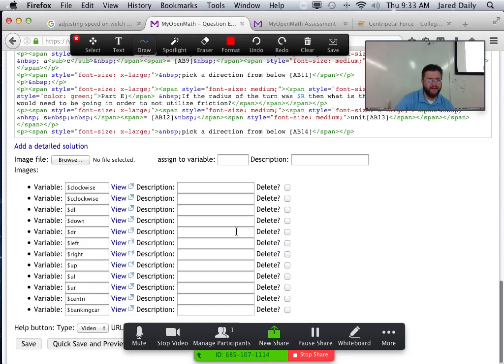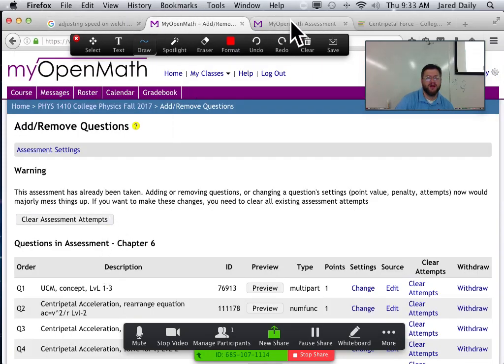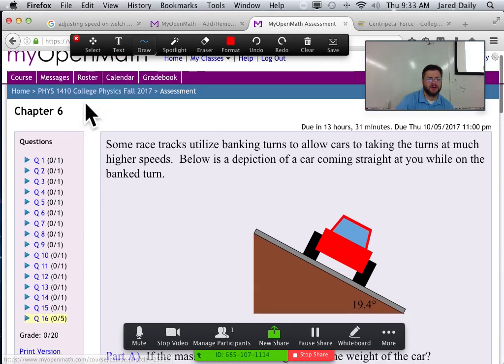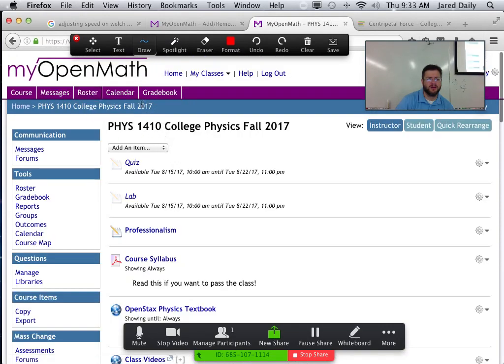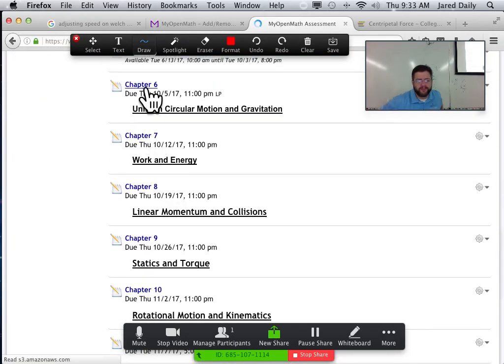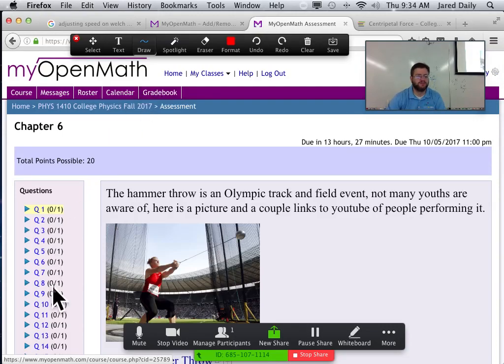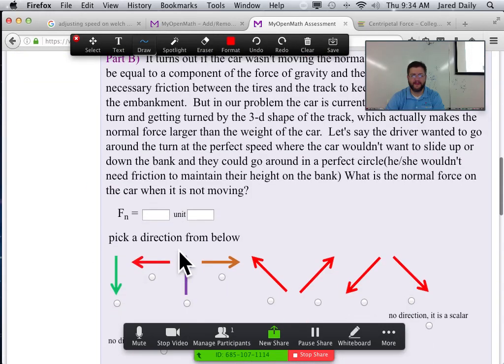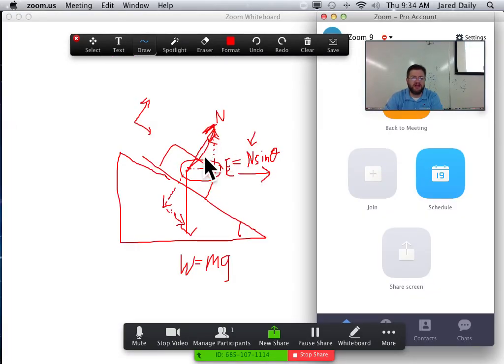Maybe it will let me save this even though you guys have started. Now let's go back here and see if it's been saved here. Chapter 6. Okay, so it changed it. That's good. So the normal force on the car when it's not moving is what we show here.